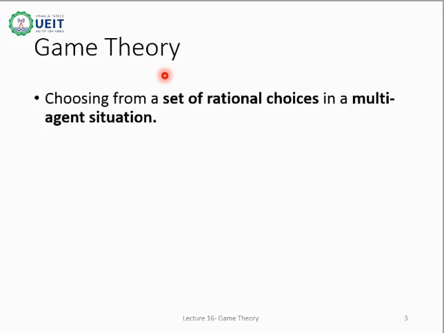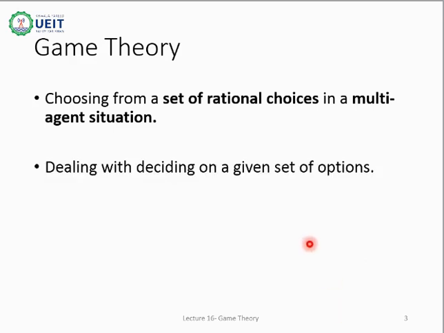We define game theory as choosing from a set of rational choices in a multi-agent situation. By rational choices, it is meant calculated choices, choices that are based on reasoning and proper logic. In game theory, we deal with deciding on a given set of options, which means that you can select from many possible moves at a given time. Choosing the correct move is purely based on reasoning and calculation by the algorithm.